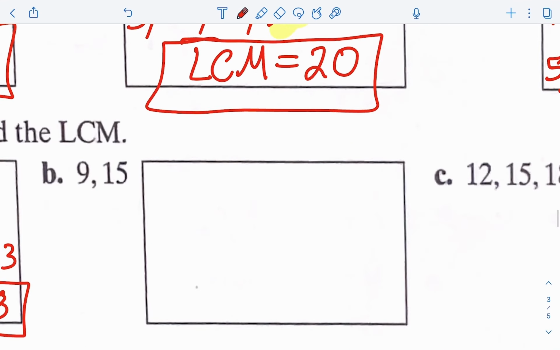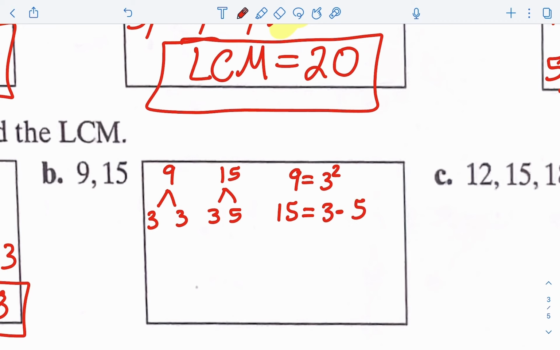Okay, so for B, we have 9 and 15. 9 breaks apart to 3 and 3. 15 breaks apart to 3 and 5. So 9 equals 3 to the second. 15 equals 3 times 5.